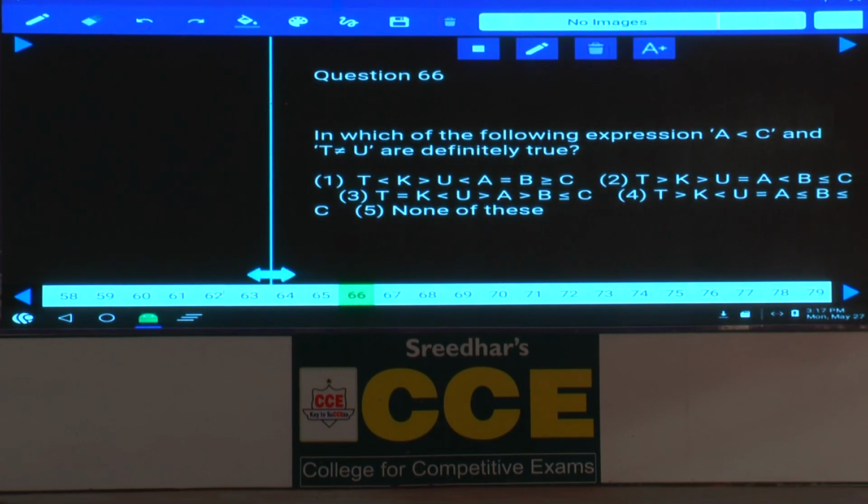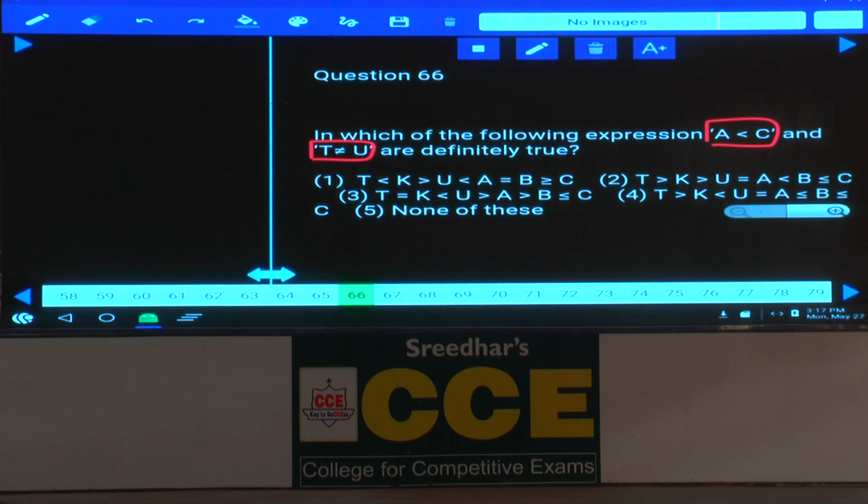5. Why is it 5? Now in which of the following expressions A lesser than C must be definitely true. At the same time, T not equals to U is also true, isn't it? Now 2 must happen. What are those 2? One is T should not be equals to U. At the same time, A must be lesser than C.